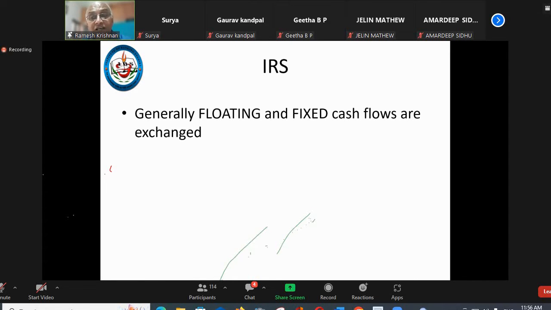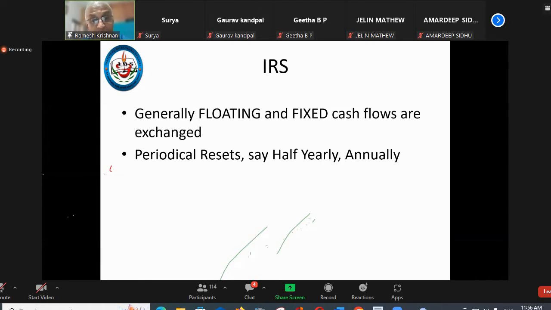Now, what is an interest rate swap? We looked at futures, we looked at options, we looked at forwards. Now, swaps. Swaps exchange, it can be currency, it can be interest rate. Generally, floating and fixed cash flows are exchanged. Periodically, the cash flows, the floating ones, will be reset. I'll come to that shortly. Generally, half yearly or annually.